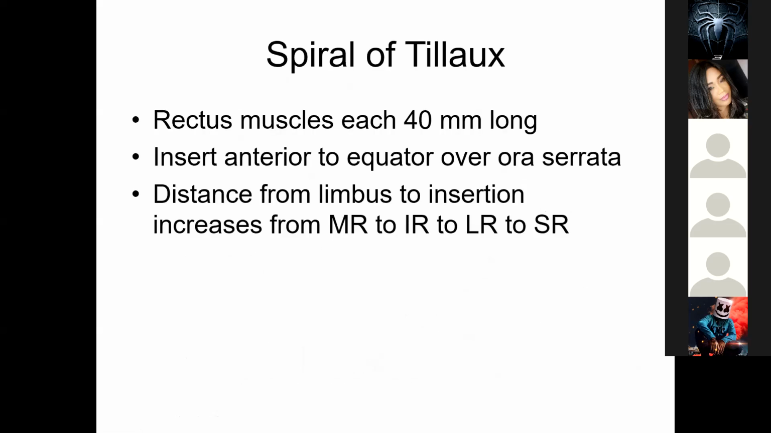Now, there's something we call the spiral of Tillaux. It's a favorite exam question, so I'll just say it. This spiral looks at the insertions of the extraocular muscles on the globe or on the eyeball. Each of these extraocular muscles is about 40 millimeters long, and they all insert anterior to the equator or anterior to the ora serrata.